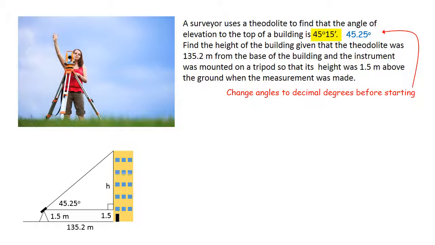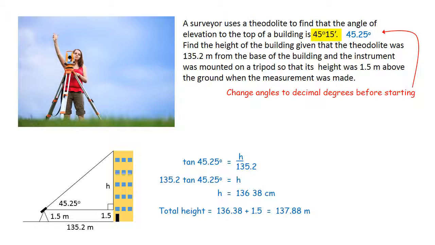The question involves opposite and adjacent. That makes it a tan question. Tan of 45.25 is equal to h over 135.2. And from there, it's just a matter of simple transposition and a little bit of calculation to work out h. The total height of the building, though, we need to add on another 1.5 metres. Total height 137.88 metres.